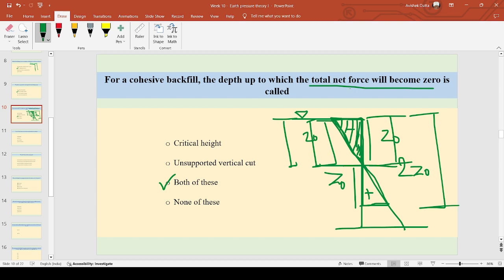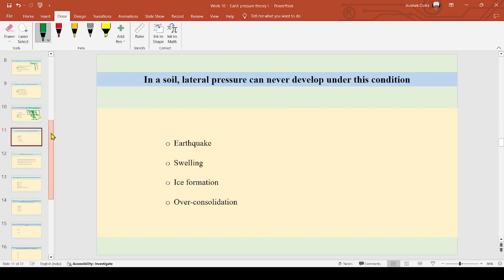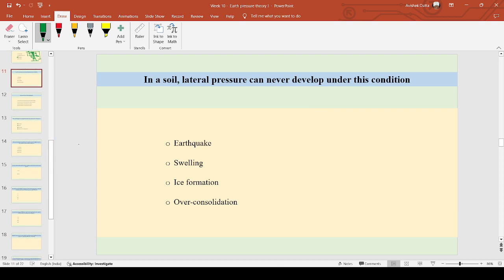Okay, good. I'll go to the next question now. Clear? Yes, sir, you can go. Just a minute. In a soil, lateral pressure can never develop under this condition. Any answer?